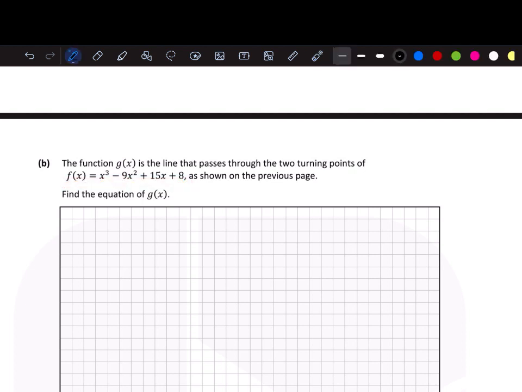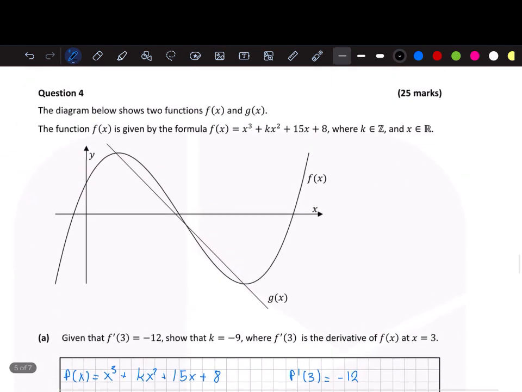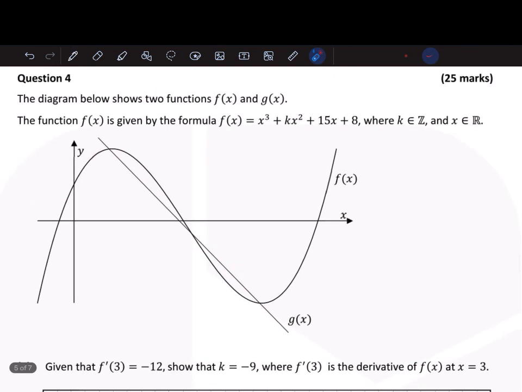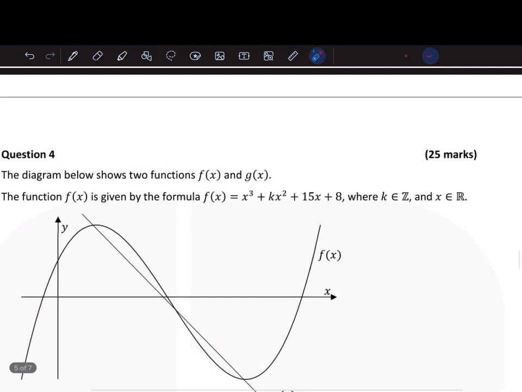So, how do we do this? It tells us that this line, it's kind of similar to the last question we did. So this line passes through the two turning points of f of x. So if I can find the two turning points, it'll give me a point here and a point here. And that's all I need to make an equation of the line. Because with those 2 points, I can use my slope equation, which is y2 minus y1 divided by x2 minus x1, to find the slope, and then just use one of those points, and I'll be able to find the equation of g of x. So, g of x is the line, f of x is the cubic.